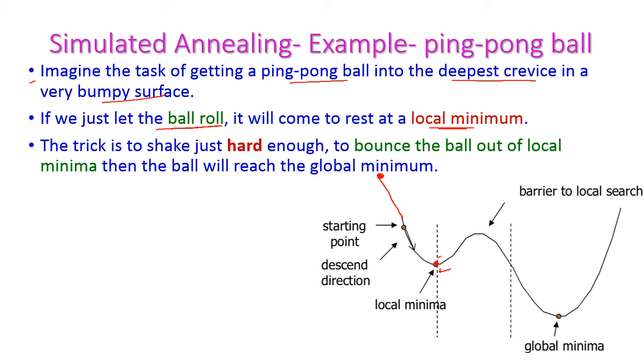The ball has to reach this place, isn't it? So, what is the trick here? Just shake hard so that the ball bounces out of the local minima. If we shake hard, then the ball will bounce out from the local minimum and it will reach the global minimum. After that, it will randomly take jumps from here and here, then finally, after some time, it will rest in the global minimum.